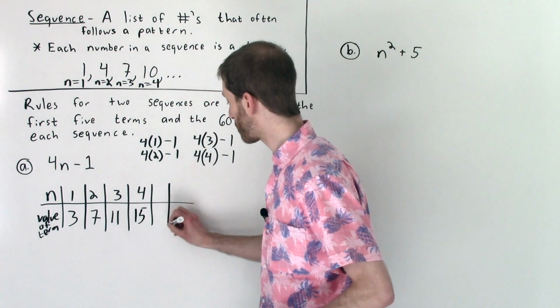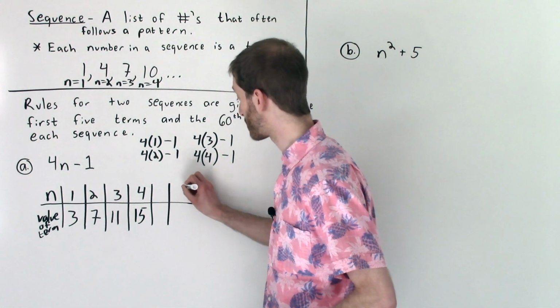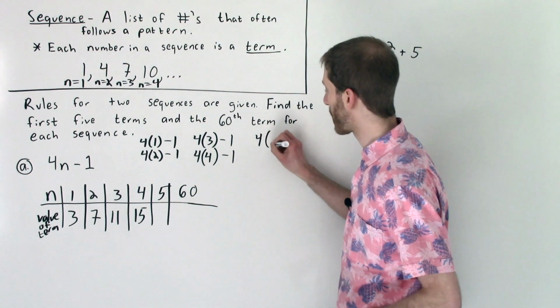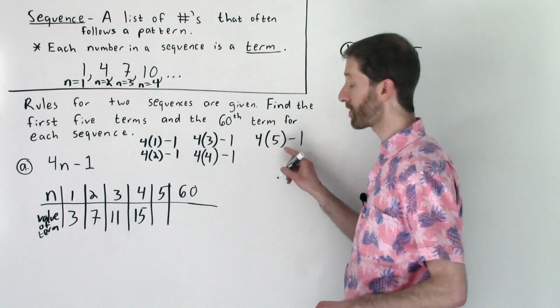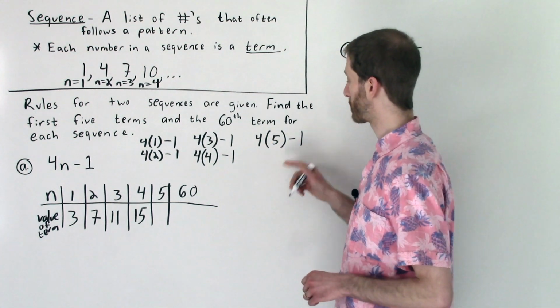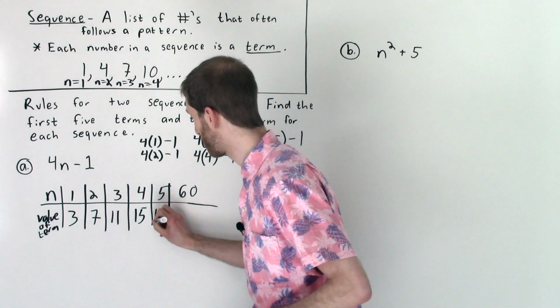And we'll arrive at the fifth term before getting to the 60th term. Whoa. So the fifth term, that'll be 4 times 5 minus 1. Again, the number of the term that we're at. We're at the fifth one, so we multiply by 4, subtract 1, that's going to be 19.